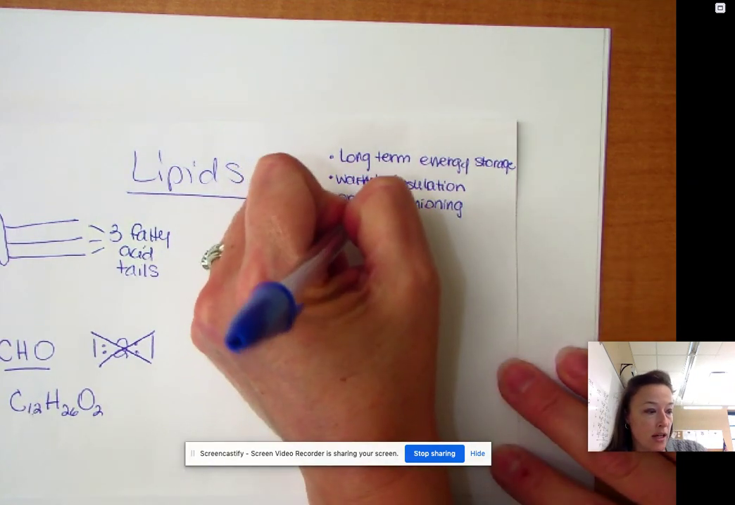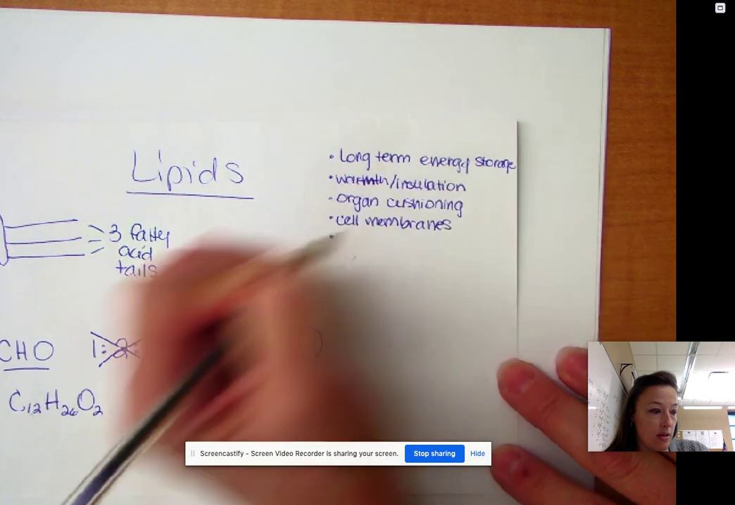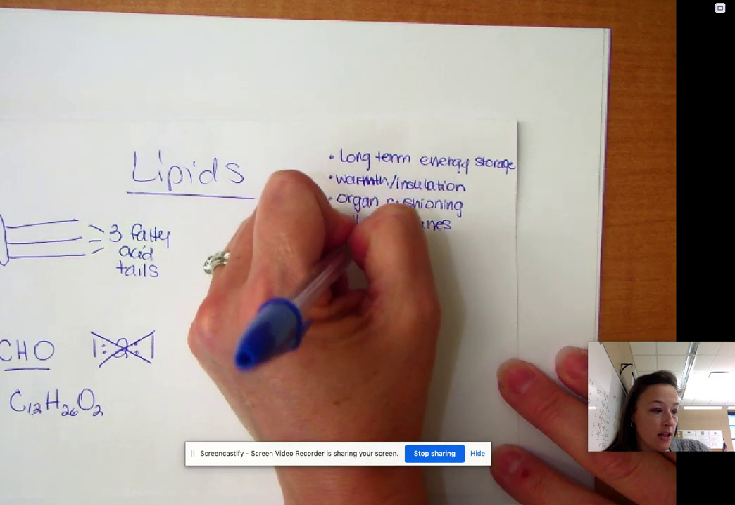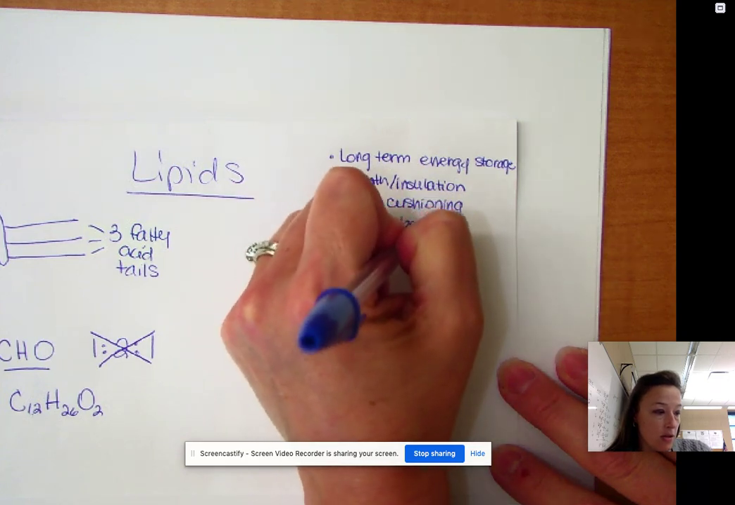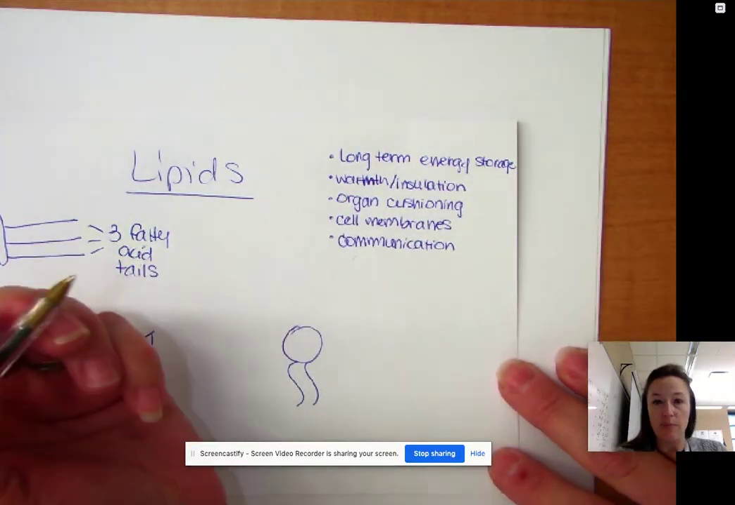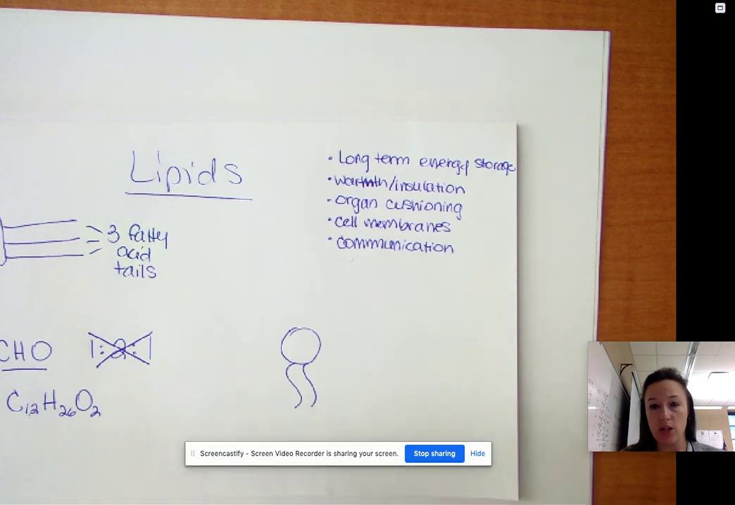It is used to make up cell membranes. We'll talk about that one in just a second. But your cell membranes are made primarily of lipids. And then another is communication, because some of your hormones are lipids. They are lipid hormones. You also have protein hormones. But so communication, or your body talking, one part of your body talking to another.